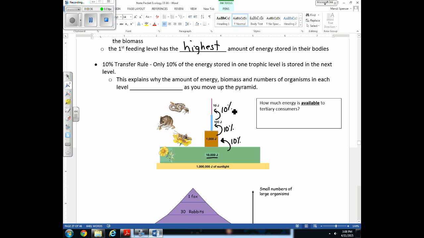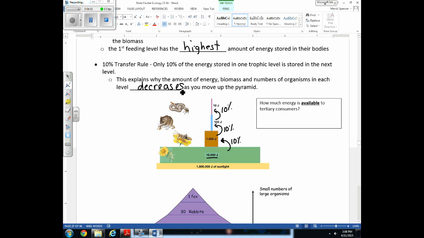This is why your upper level carnivores don't die of predators eating them. They die of starvation because there's just not a lot of energy available to them. This low energy transfer rule just explains why the amount of energy, biomass, and the number of organisms in each trophic level decreases as you move up that pyramid.